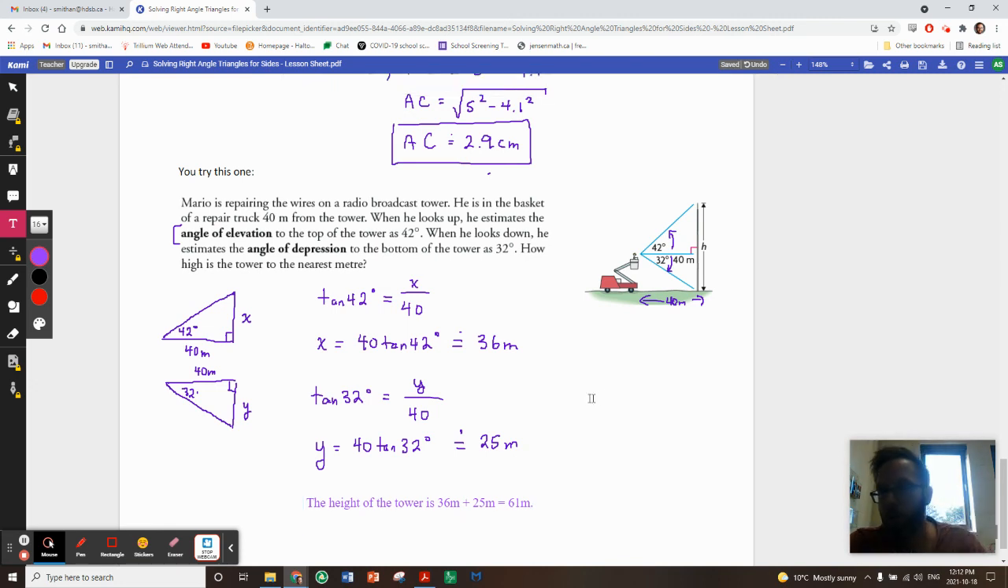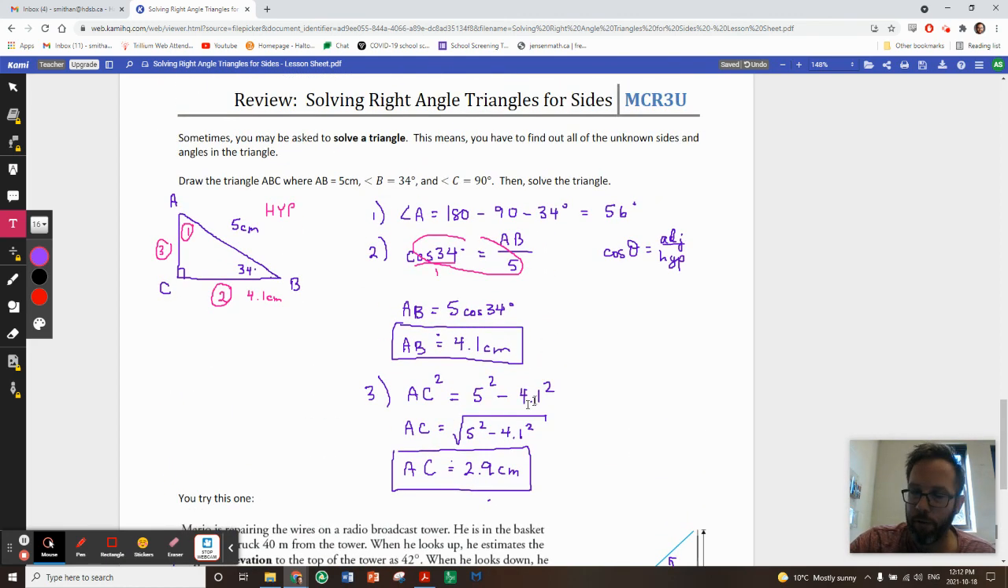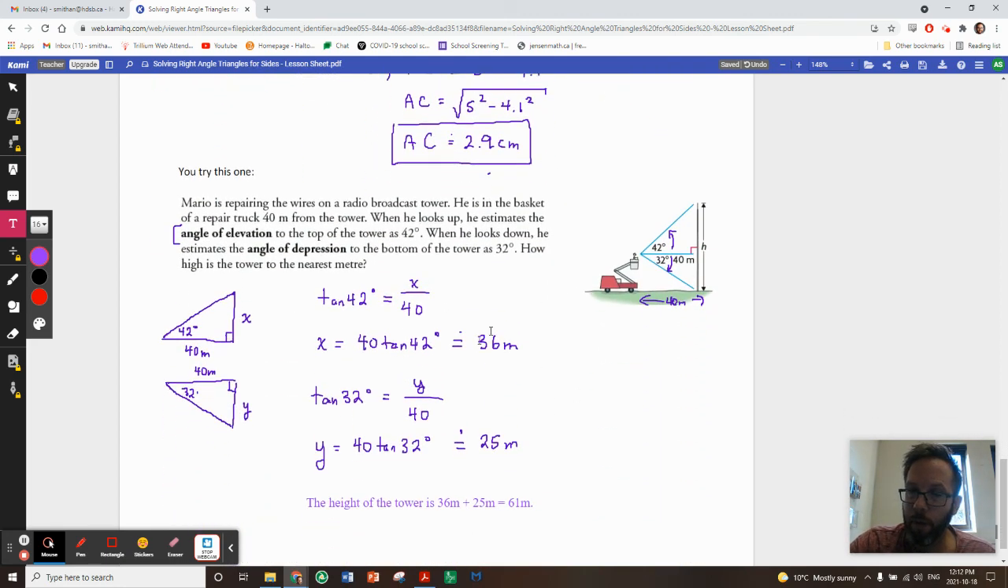So after your grade 10 course, not only would you be expected to find sides in a right angle triangle, but you would also be able to solve a triangle, create a strategy, and also to solve a double triangle problem using SOHCAHTOA.